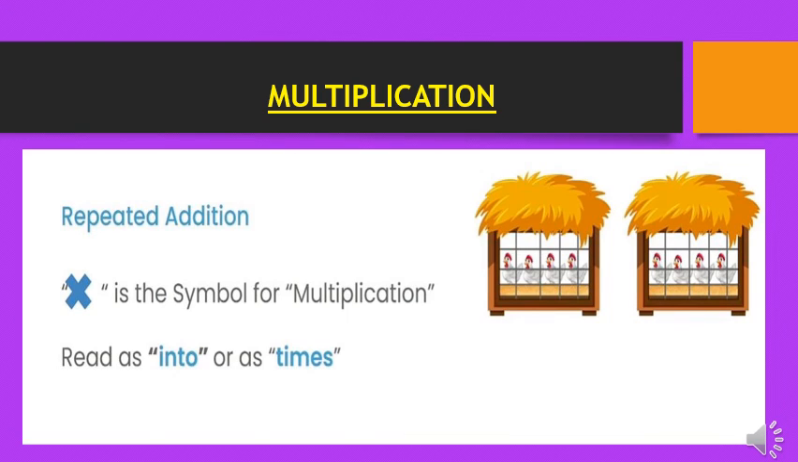We understood what is multiplication. Multiplication is nothing but repeated addition. If we want to add a particular number repeatedly, then that repeated addition can be solved using multiplication. Here is a cross symbol. This cross symbol is for multiplication, read as into or as times.